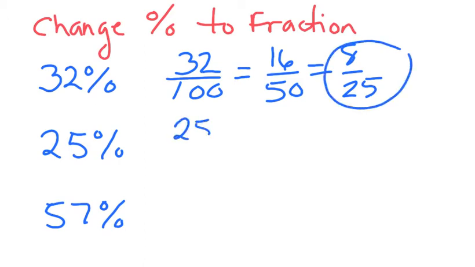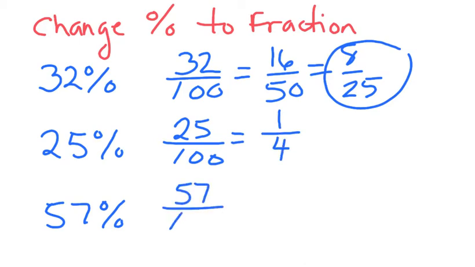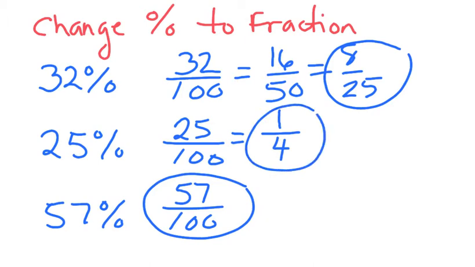25%, put it over 100, 25 over 100. When you reduce that, you get 1/4, think quarters. 57 over 100. This one won't reduce. It's already reduced as much as it will go. So there are the answers.